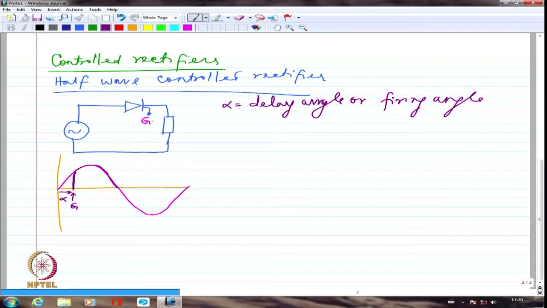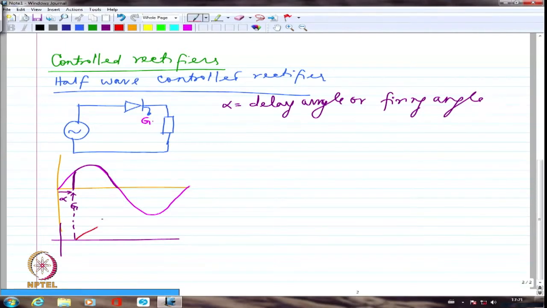Whereas if it is R and L load, I will have the current starting from this point. I should again show that at this point the current will start. But the current cannot jump to a large value right away because it is an RL circuit. The inductance current cannot jump from 0 to a large value right away, so the current would slowly start rising.